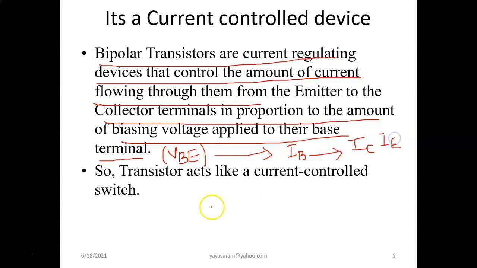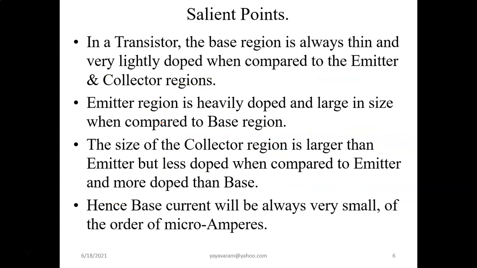So that's why this transistor is always known as a current controlled device, or it acts as a current controlled switch also. Remember, a field effect transistor is a voltage controlled device, whereas a transistor or BJT is a current controlled device. Very important. Now, what are the salient points that you should understand about your BJT? In a transistor, the base region is always very, very thin. That's why while drawing your transistor schematic, we draw like this.